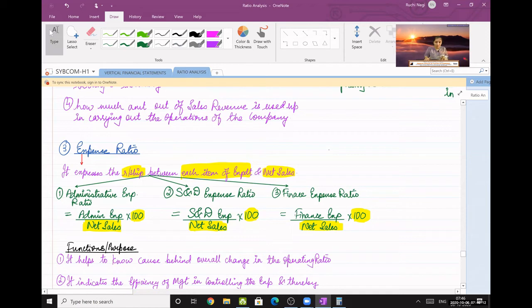Here, is it clear till here? Everyone, is it clear till expense ratio to everyone? Acknowledge it in the chat box.